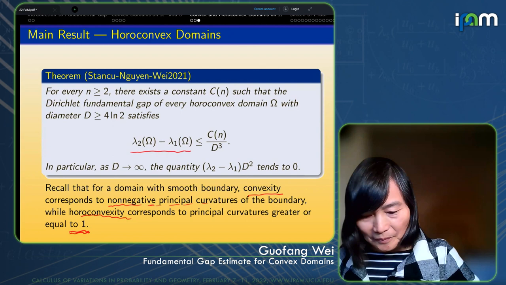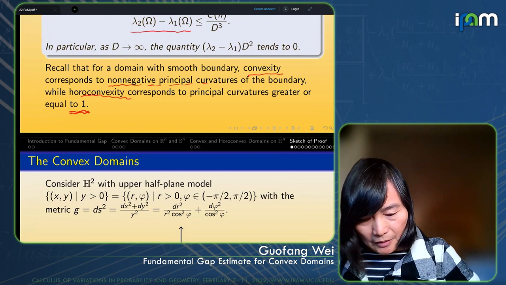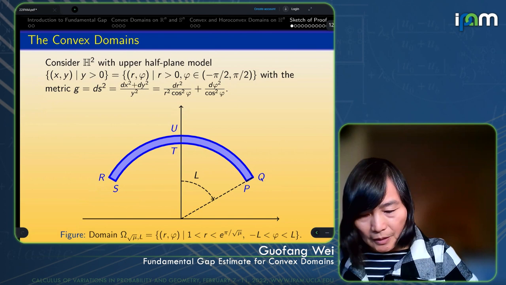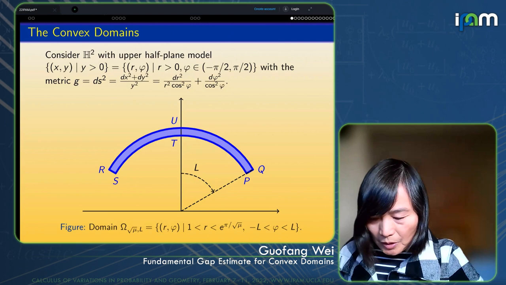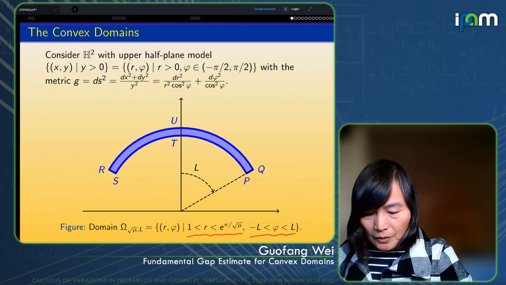Now, the idea, just to indicate. The convex domain we choose in this part can be thought of as a thin strip in hyperbolic space. In hyperbolic geometry, you take the angle from negative L to L, and the radius ranges from one to some number, and we take it very, very thin.